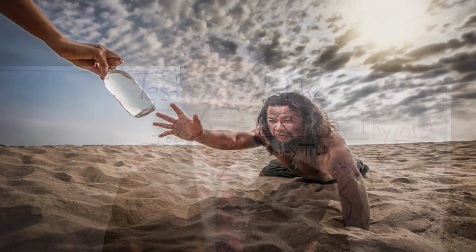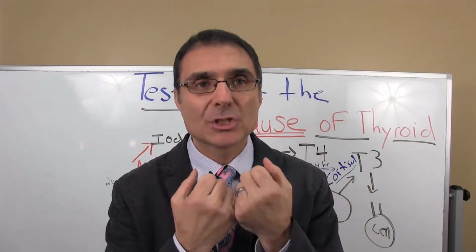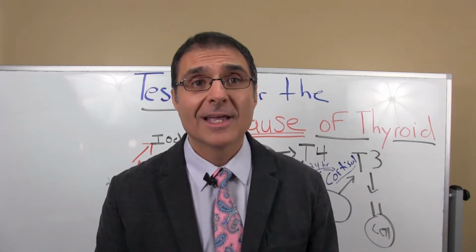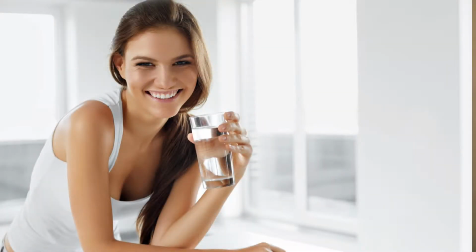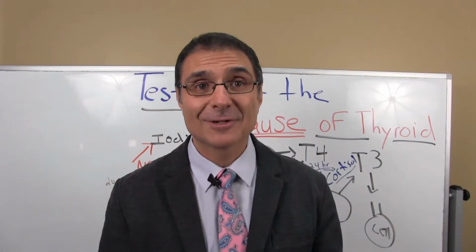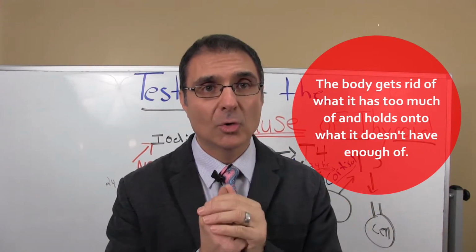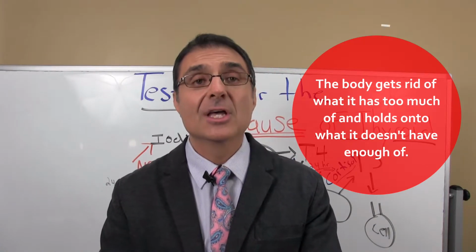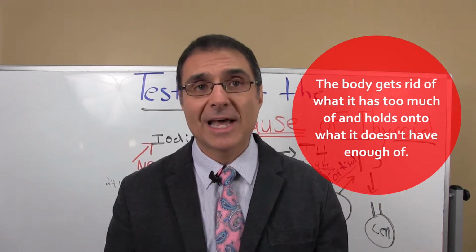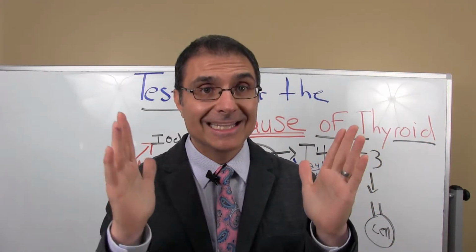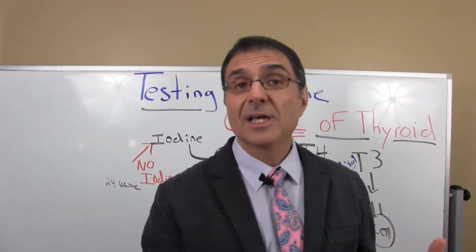If you're super dehydrated and you drink a glass of water, you ain't gonna urinate. Why? Because your body is holding on to that water so badly. However, if you're on your 15th cup of water in the last hour, chances are you're probably gonna urinate because your body's trying to get rid of it because it has too much of it. The body gets rid of what it has too much of and holds on to what it doesn't have enough of. So when you take the iodine, if you excrete almost all of it, you don't have an iodine deficiency. If you excrete less and less, depending upon how much less is the degree of deficiency that's present. Very easy to test for.